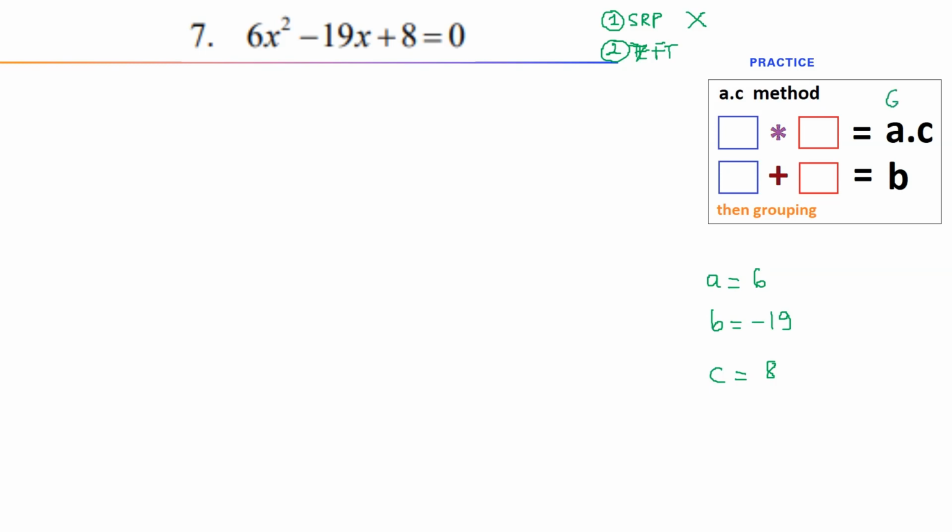So 6 times 8 is 48. Which two numbers multiply to 48 and add up to negative 19? Negative 3 and negative 16, that make 48. Sum them up, negative 19. So negative 3, negative 16 here.